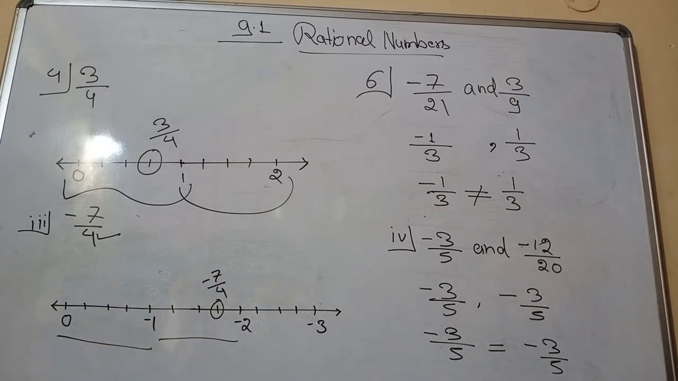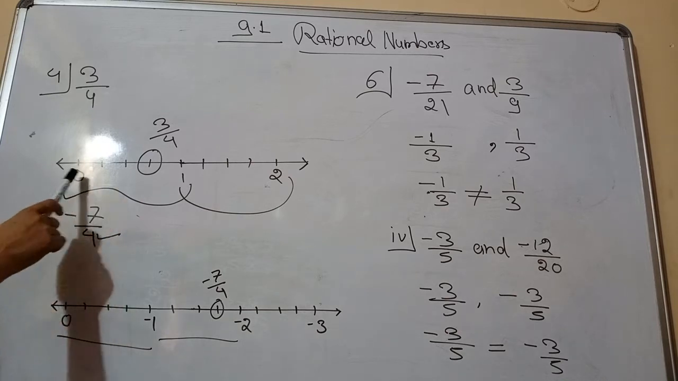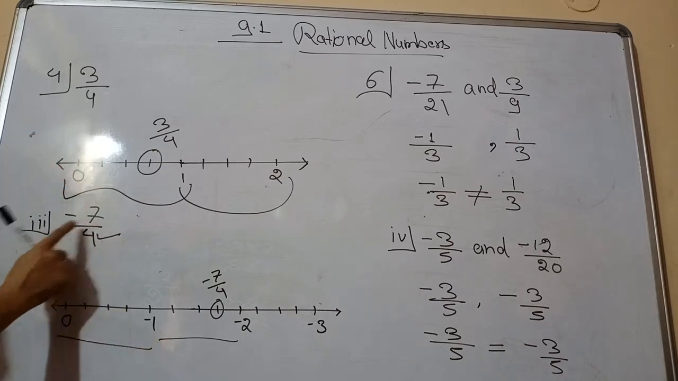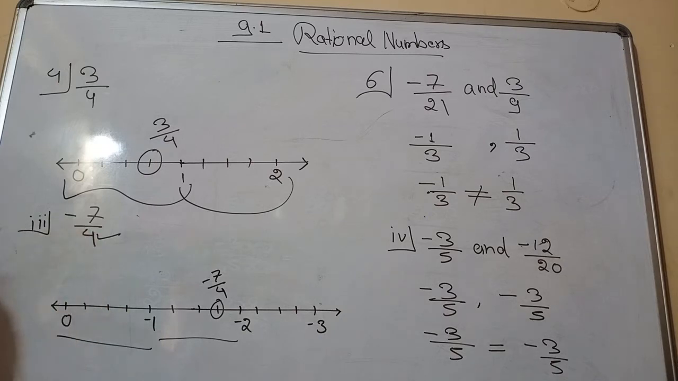Okay. So what is the procedure? First you have to construct the scale. If the given number is positive, write a positive scale. If the given number is negative, write a negative scale. After that, see the denominator and divide each scale part into parts equal to the denominator. Okay. After counting, you can represent the rational number.